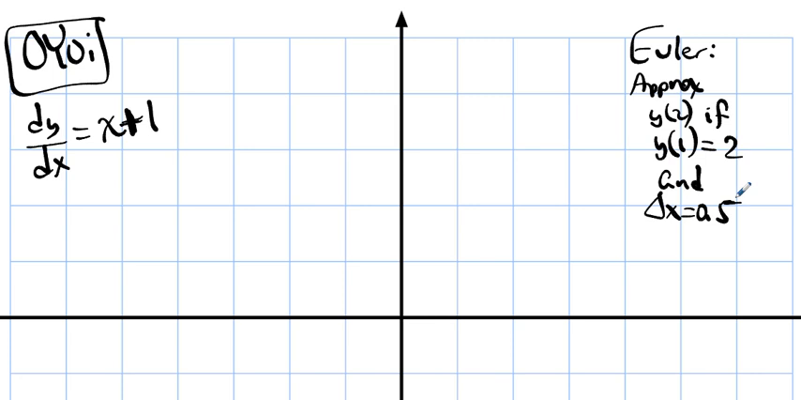Okay? So on your own, you're going to generate a slope field for this. Maybe in the -2 to 2 window would be fine. dy dx is x plus 1, and then use Euler's method to approximate y of 2 if the function goes through 1, 2, and that's your delta x. So 2 subintervals. Okay? Great.